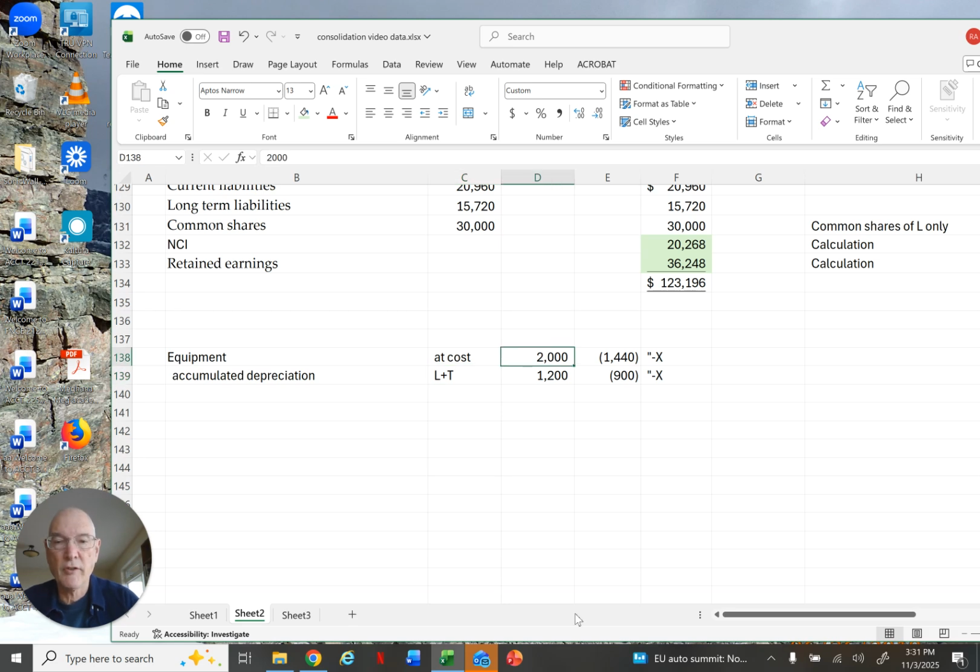This plus 2,000 is the full increase, the fair value increase at time of acquisition. So plus 2,000. And in a similar way, this accumulated depreciation is all of the extra depreciation for the 6 years. Remember, we bought these guys in year 5. So year 5, 6, 7, 8.